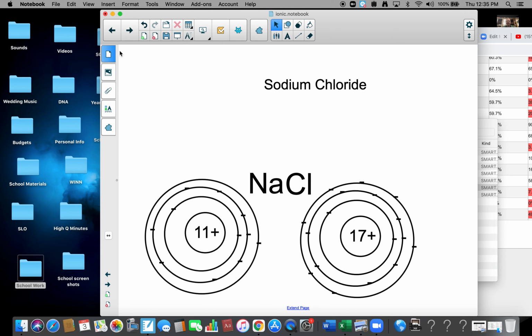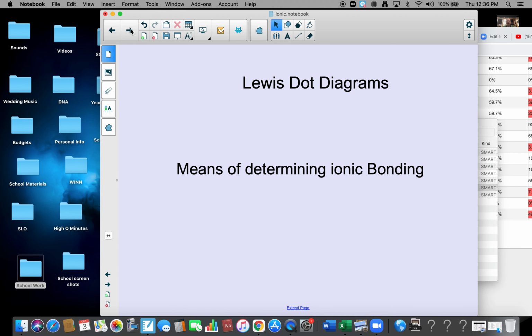Now, that one electron in the outer shell of sodium is more stable if we get rid of it. So that's what I'm going to do. I'm going to kick that electron off. When I lose it, because we now have 11 positives and 10 negatives, we have a positive charge. Where's it going to go? It's going to go over to my chlorine, and now I have 17 positives and 18 negatives, and the charge becomes negative. Now, the best way to represent this is called Lewis dot diagrams.